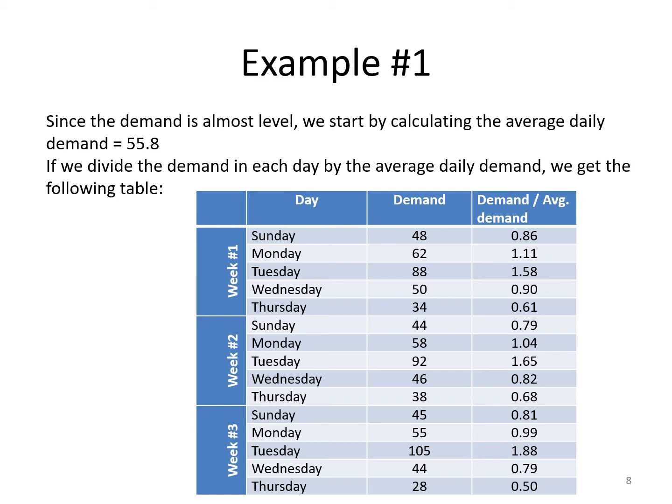So in order to estimate the value of the seasonality factor based on the given demand information, and since the demand information in our case is almost level, what we are going to do is simply calculate the average demand per day. The average daily demand for the whole set of demand information that we have. Here we have 15 demand values. We calculate their average. The average in this case is 55.8.